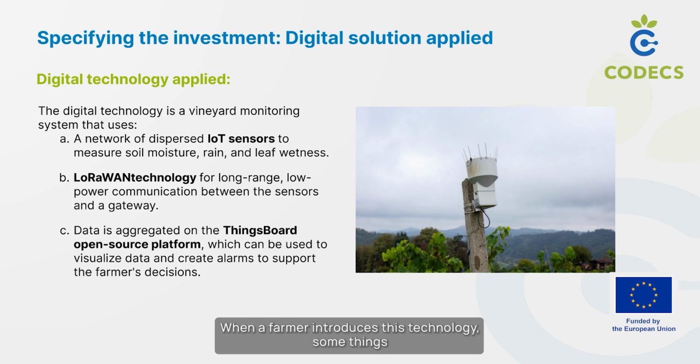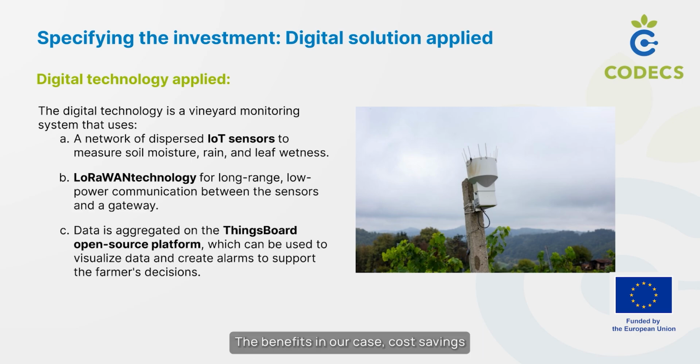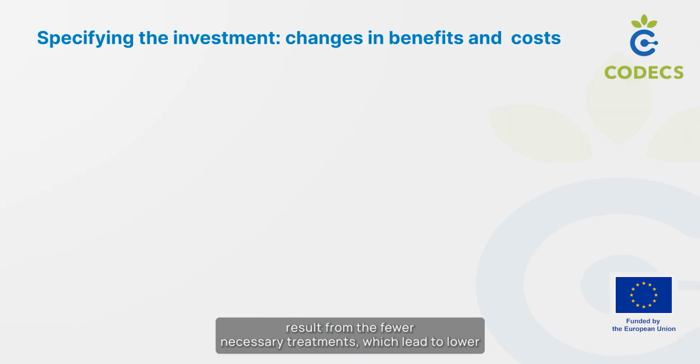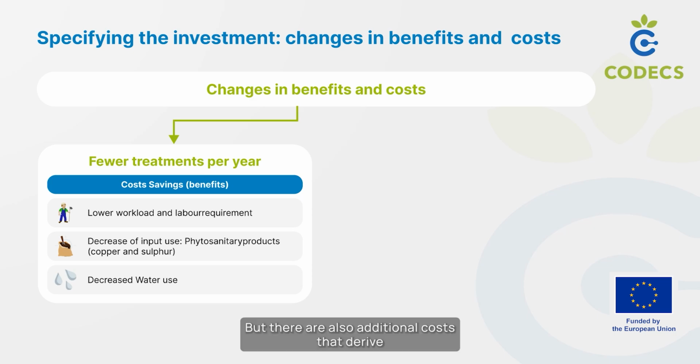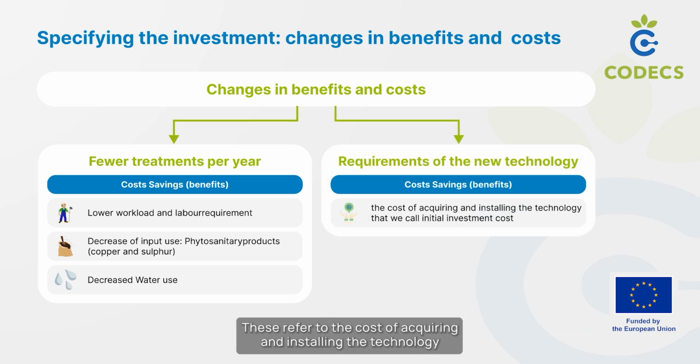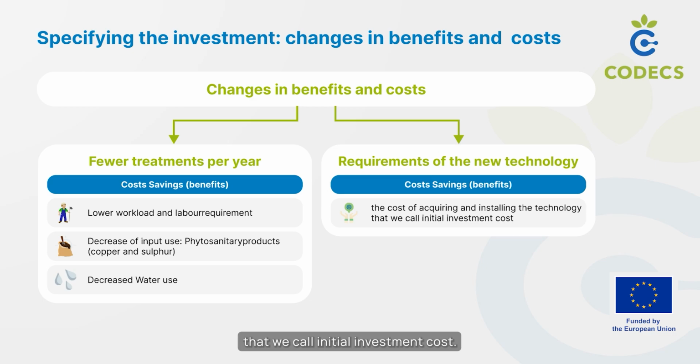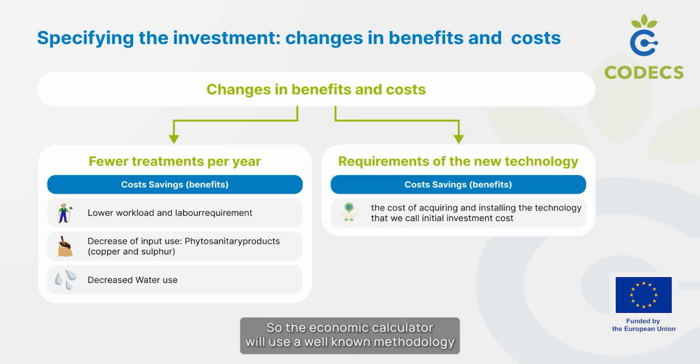When a farmer introduces this technology, some things in terms of economics improve, and some new costs appear. The benefits, in our case cost savings, result from the fewer necessary treatments, which lead to lower workload and saving inputs such as copper, sulfur, and water. But there are also additional costs that derive from the use of the digital technology in our case. These refer to the cost of acquiring and installing the technology that we call initial investment cost. So the economic calculator will use a well-known methodology to compare costs against benefits.